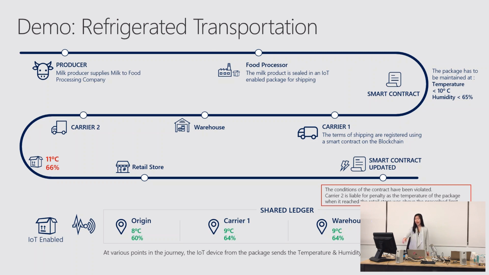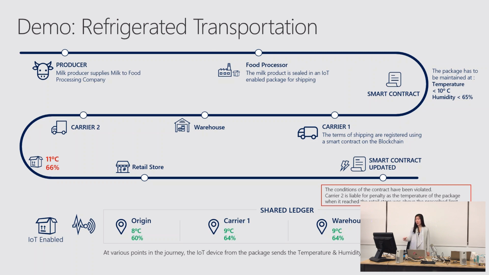When you think about this IoT-enabled scenario, there's a food processor, the milk is sealed in an IoT-enabled package, and there's a smart contract that goes along with this. And as the milk is getting transported from carrier to warehouse to carrier to the retail store eventually, the smart contract is getting updated constantly while the IoT device is emitting these signals.